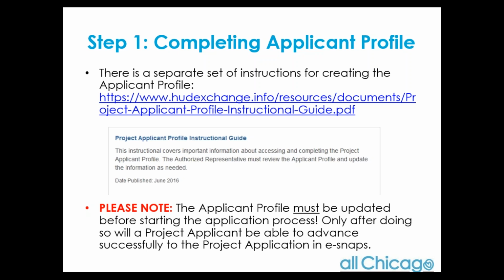So only after doing so will the project applicant be able to advance to the project application in eSNAPS. So if you haven't done your applicant profile and there isn't one completed in there, you may have difficulty, so it's good to get that taken care of.